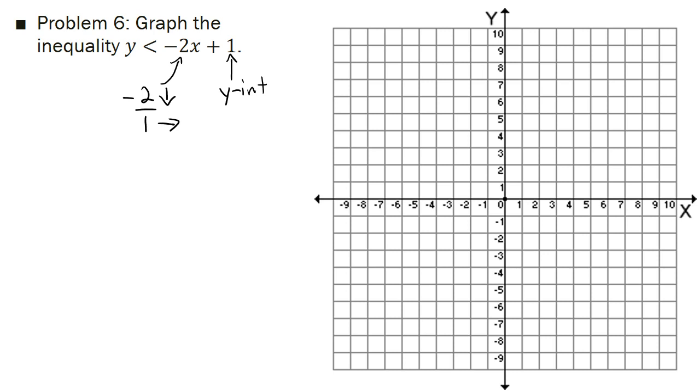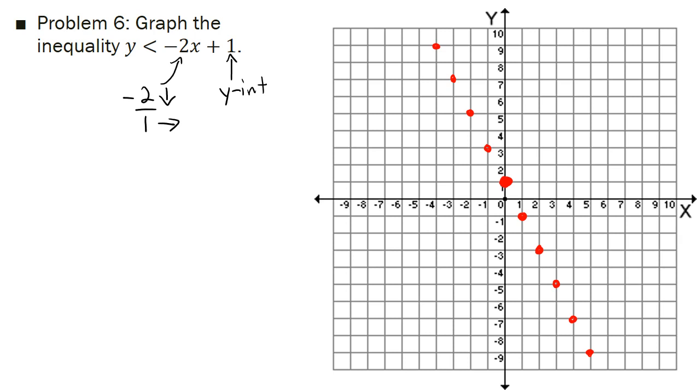I'm going to start a point at 1 on the y-axis. And then I'm going to count down 2 and right 1. Down 2, right 1. I'm going to keep doing that pattern. And then up 2, left 1, up 2, left 1, up 2, left 1.